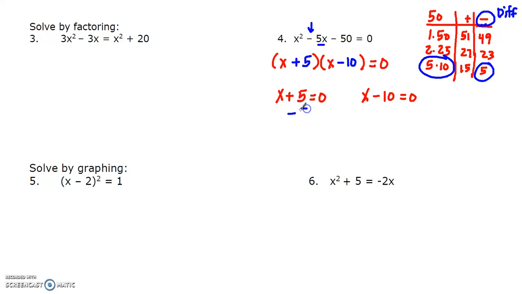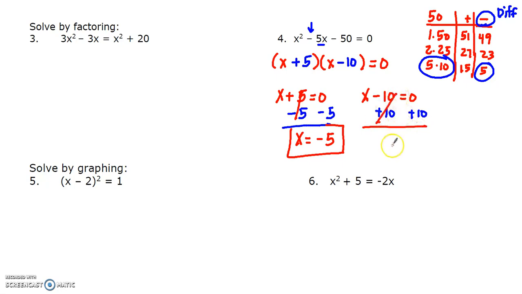So on this one, I'm going to subtract 5 from both sides. And that will leave me x equals a negative 5. So there's my first x value. On the second one, I'm going to add 10 to both sides. And that will leave me x equals a positive 10, my other x value.